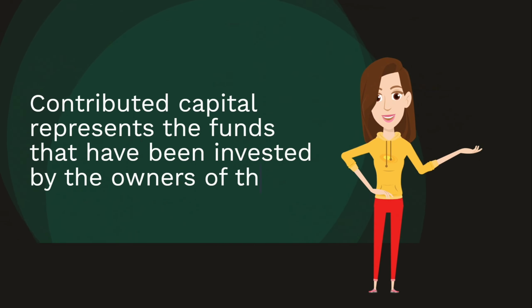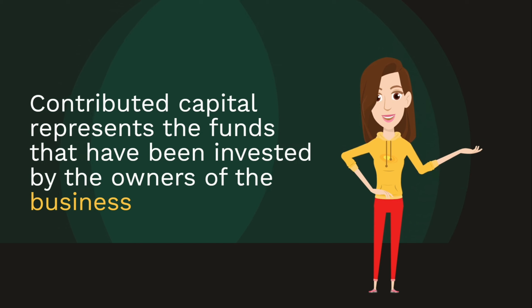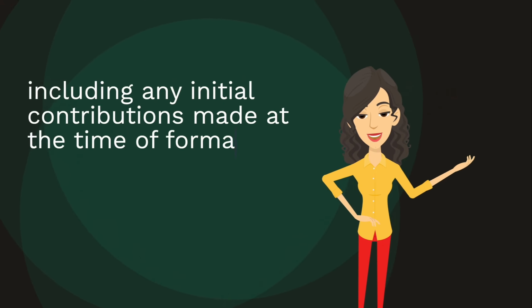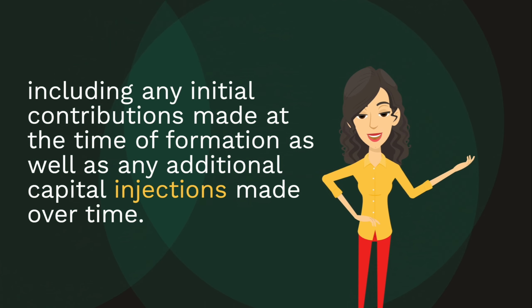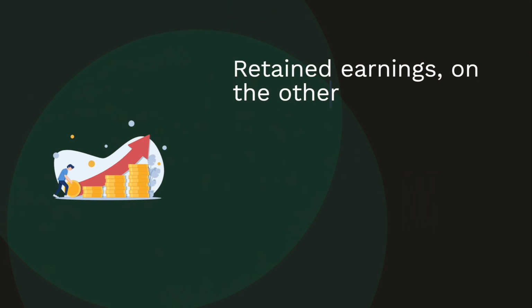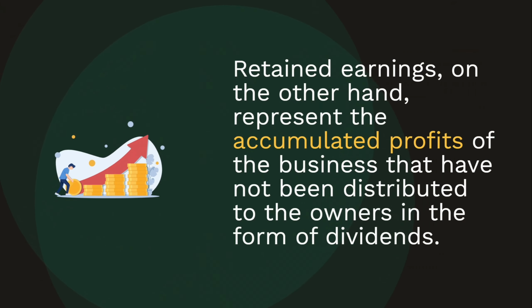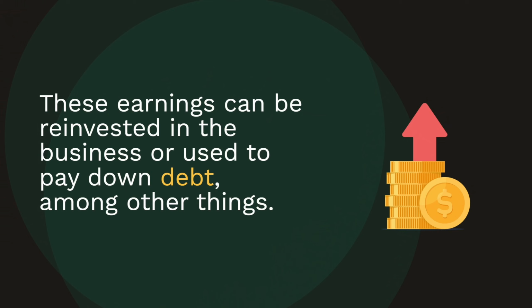Contributed capital represents the funds that have been invested by the owners of the business, including any initial contributions made at the time of formation as well as any additional capital injections made over time. Retained earnings, on the other hand, represent the accumulated profits of the business that have not been distributed to the owners in the form of dividends. These earnings can be reinvested in the business or used to pay down debt, among other things.